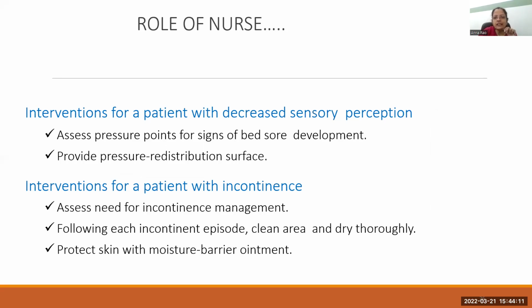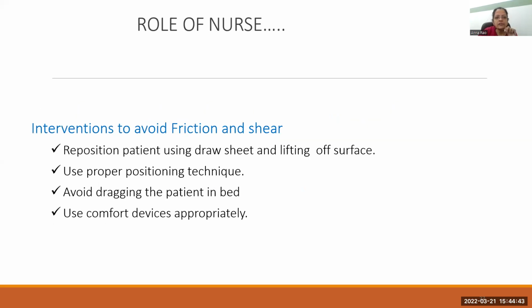Interventions for patient with decreased sensory perception: assess pressure points for signs of bedsore development. Provide a pressure redistributing surface, maybe by means of an air mattress or water mattress. Interventions for incontinence, we know how to do, right? Clean the area, dry it thoroughly, and a moisture barrier ointment can be applied, so further problems do not arise. And of course, keep the patients away from friction and shear force.